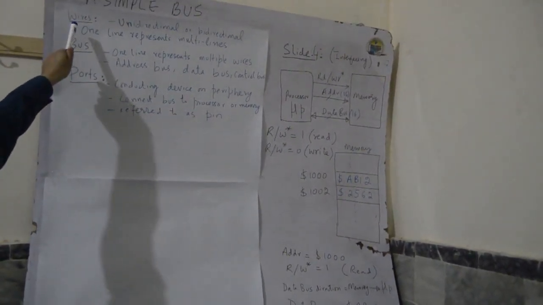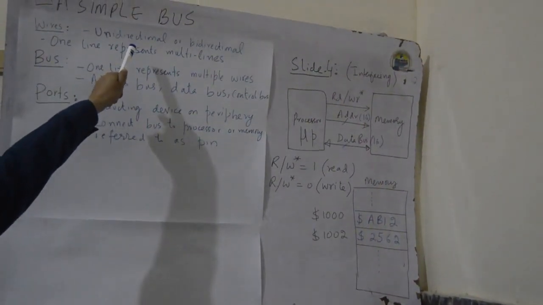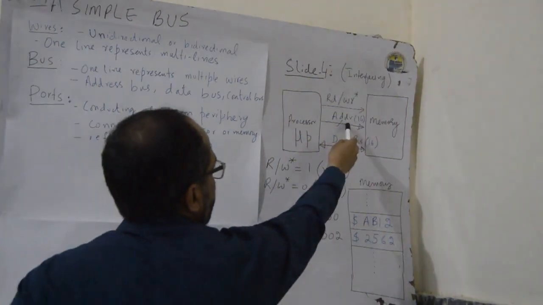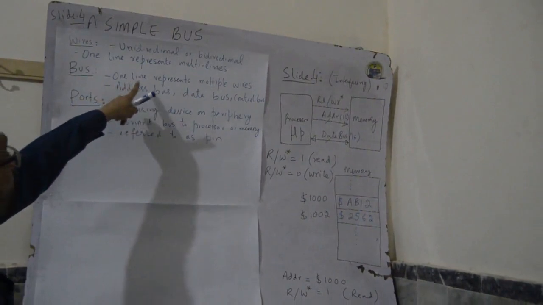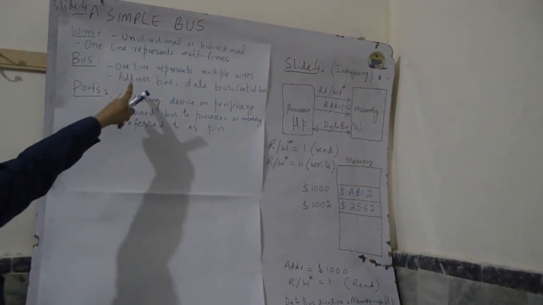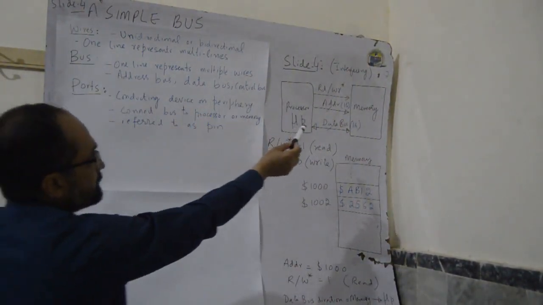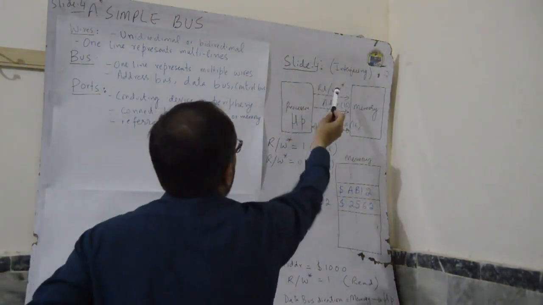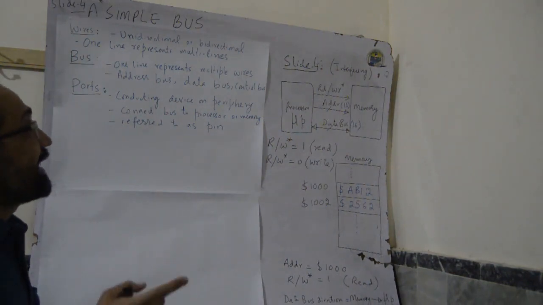So a bus is represented by wires. It can be unidirectional or bidirectional. This one is unidirectional, this one is unidirectional, this one is bidirectional. And in a bus, one line represents multiple wires. The first is an address bus, the second one is the data bus, and the third one is the control bus. This read/write bar is a control bus that will determine the direction of data.